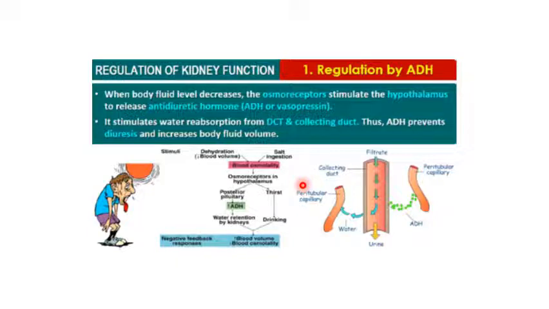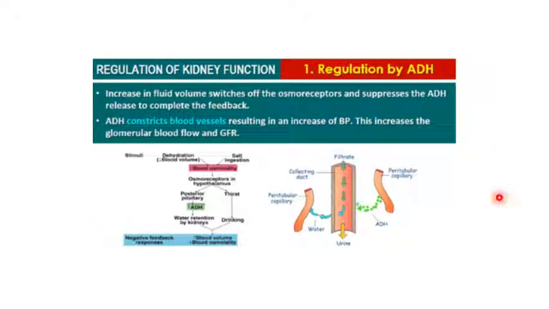So if you are drinking more water, then ADH will let the water go. But if you are drinking less water, then it will try to retain the water which is there in your body. Increase in fluid volume switches off the osmoreceptors and suppress the ADH, and this causes the ADH release to complete the feedback. So ADH is released now, so this will constrict the blood vessels. This will result in an increased blood pressure, and this increases the glomerular blood flow and the glomerular filtration rate.